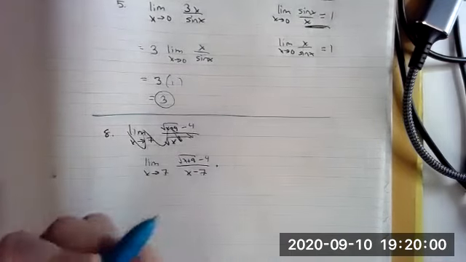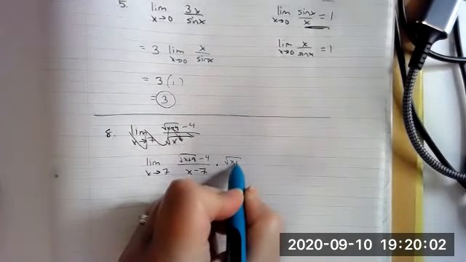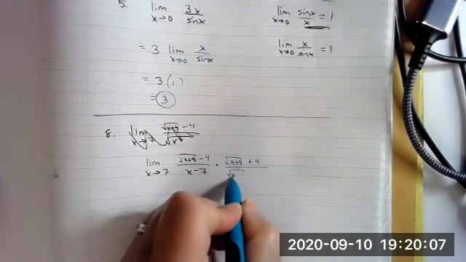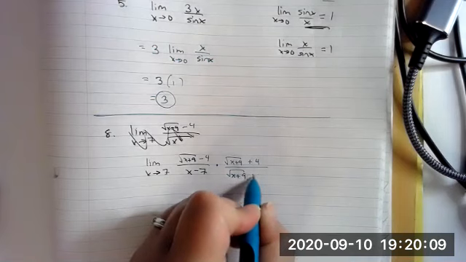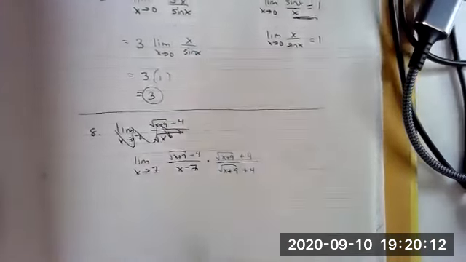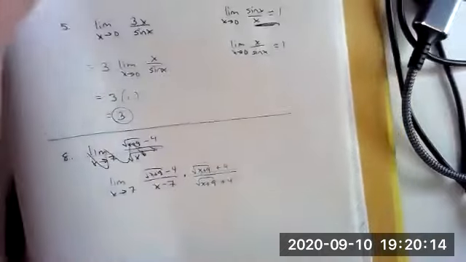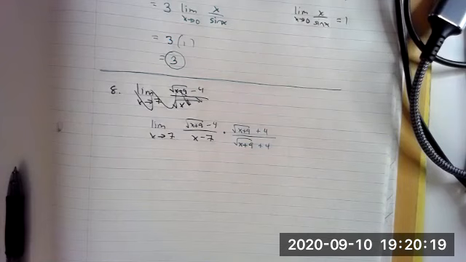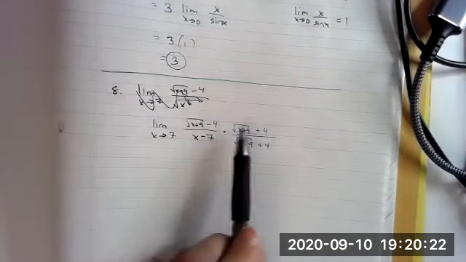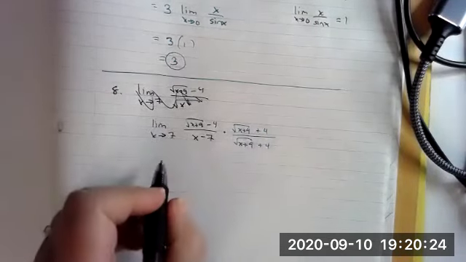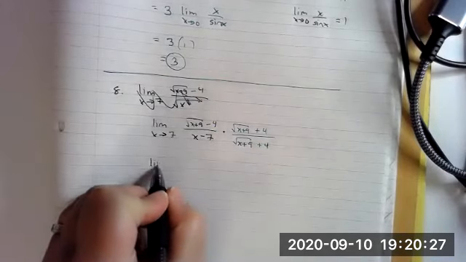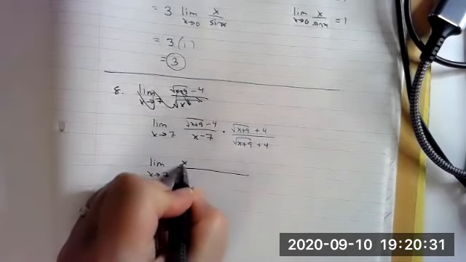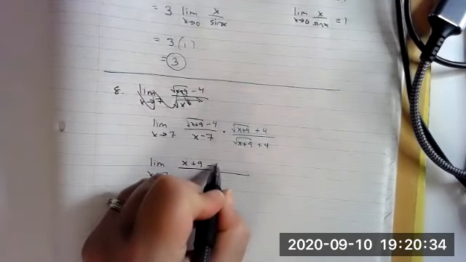So we can multiply the numerator and the denominator by the square root of x plus 9 plus 4, divided by the square root of x plus 9 plus 4, right? That's okay, because we're just multiplying by a fancy form of 1. So that's totally okay. And then if we go ahead and distribute in the numerator, that whole entire numerator is going to simplify to x plus 9 minus 16.